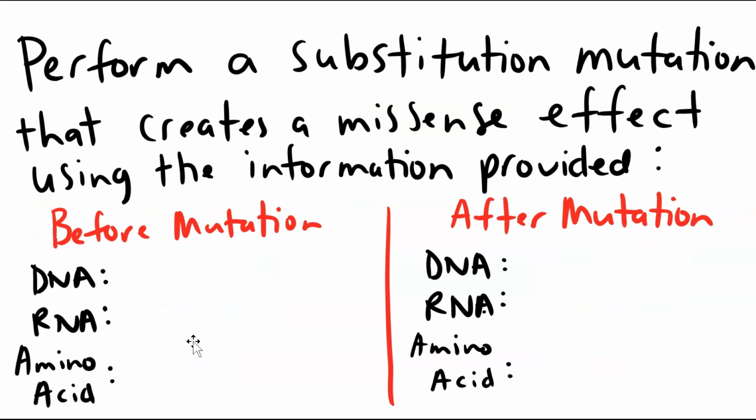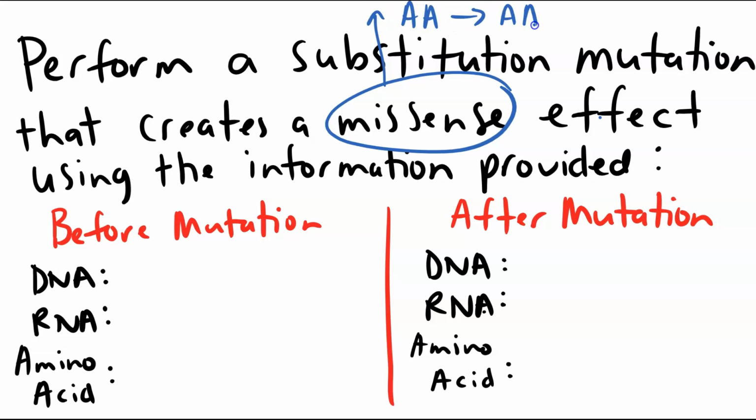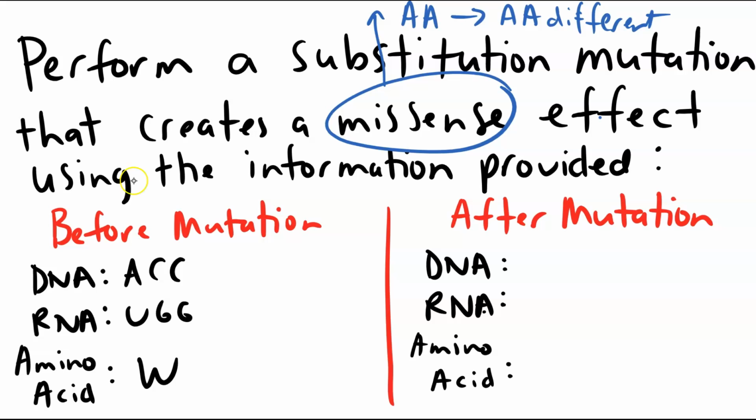Okay, in this case, we want to get to what happens when you perform a substitution mutation that results in a missense effect. Now remember, missense basically means you get one amino acid that you should have gotten and it changes to a different amino acid. So here you're going to get this different one here. Okay, so the DNA that we're working with, and I should have filled this out. Let me pause this and fill this in for you. So that'll speed up the process. Now I have some information for you. So if you look at your DNA sequence here, it starts off with ACC, which transcribes into UGG. If you look at your genetic code table, UGG gives you tryptophan.